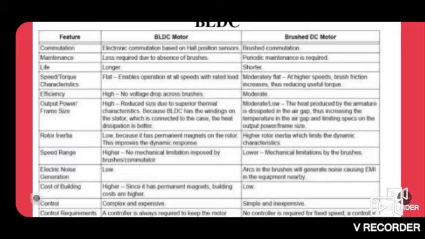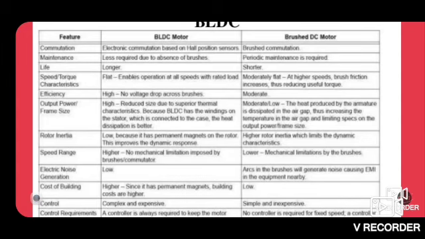Next, regarding the factor of rotor inertia. The BLDC motor has very low rotor inertia because it has permanent magnets on the rotor. This improves the dynamic response of the BLDC motor. Regarding brushed DC motor, it has the high rotor inertia which limits the dynamic characteristics. Then speed range. BLDC motor has higher speed range. No mechanical limitations imposed by brushes or commutator in the BLDC motor. But in the brushed DC motor, there will be a lower speed range since mechanical limitations by the brushes.